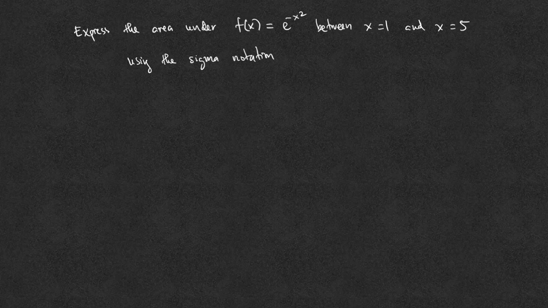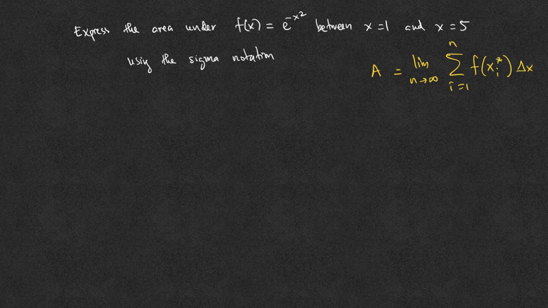Express the area under the curve f of x equals e to the negative x squared between x equal 1 and x equal 5 using the sigma or summation notation. Using the sigma summation notation, the area is the limit as n goes to infinity of the sum as i goes from 1 to n of f of x sub i times delta x, where f of x sub i is the height and delta x is the width.